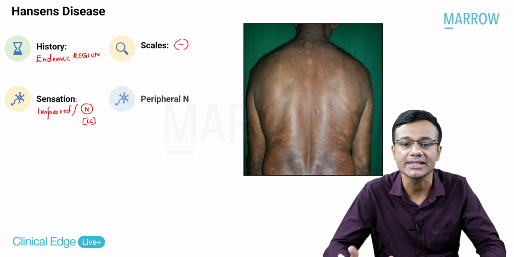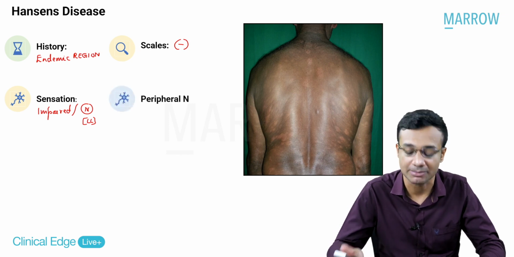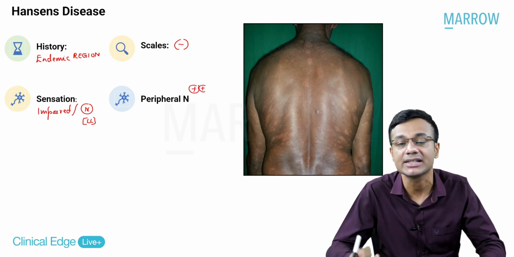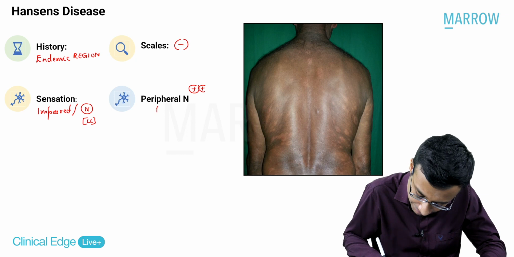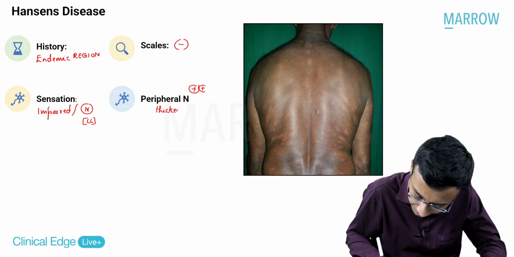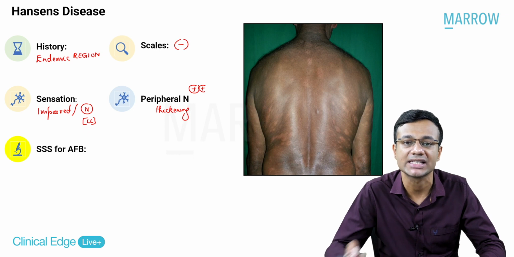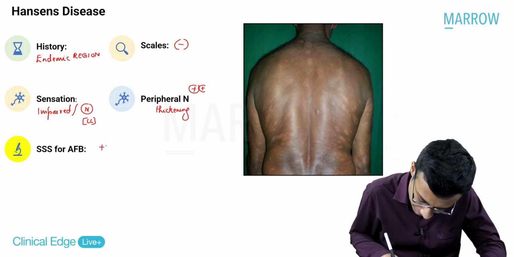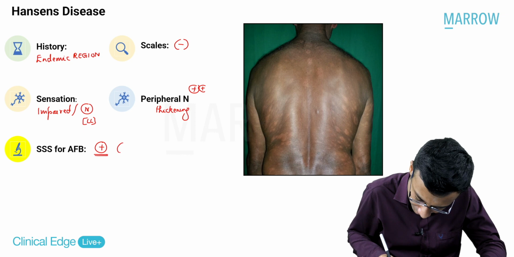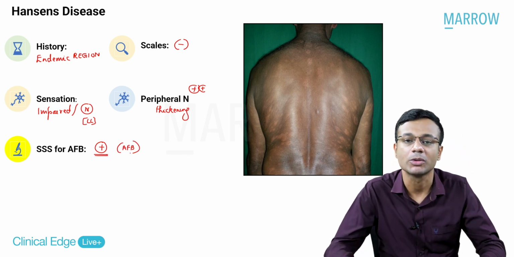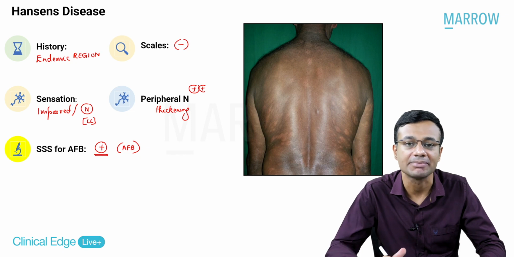Next is peripheral nerve examination. Please remember, Hansen's is more of a disease of the nerve than skin, so nerve is very, very important. There is peripheral nerve thickening here. And lastly, you do the slit skin smear for acid fast bacteria. You will get positive for acid fast bacteria. So the definitive diagnosis is going to be by a slit skin smear for acid fast bacteria.